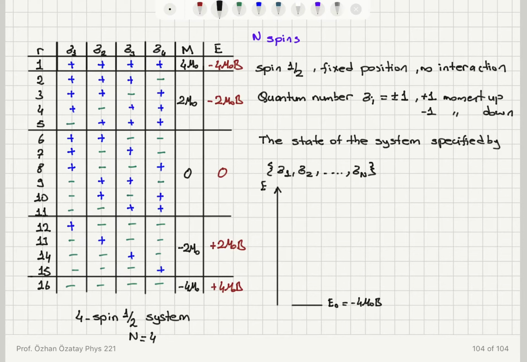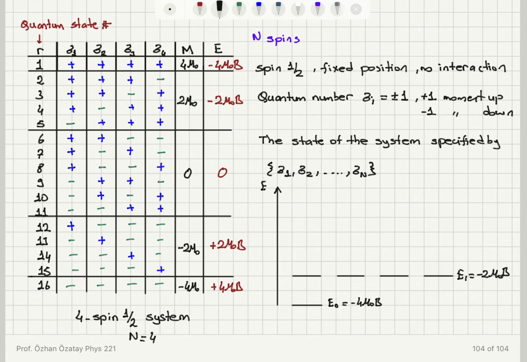Now I can have a higher energy state, that's number 2, 3, 4, 5. So R here represents, once again, the quantum state number. Okay, and now for quantum states R equals 2, 3, 4, and 5, I have the same energy, minus 2 mu 0 b. So here is one of them, 1, 2, 3, 4. The corresponding energy for this first excited state, E1, is minus 2 mu 0 b.